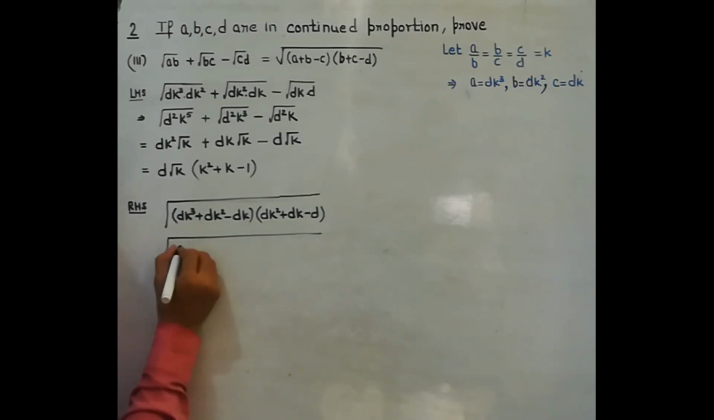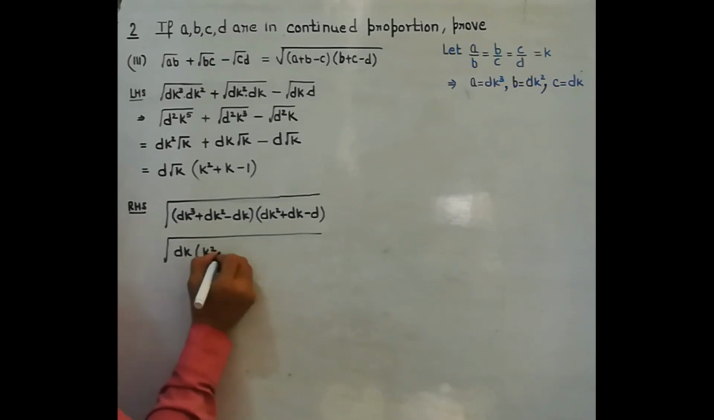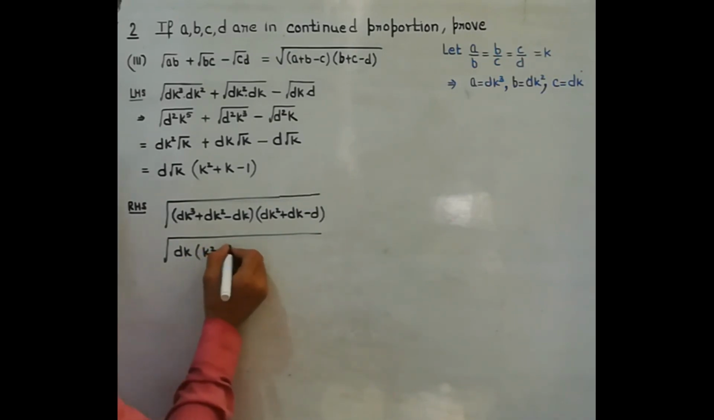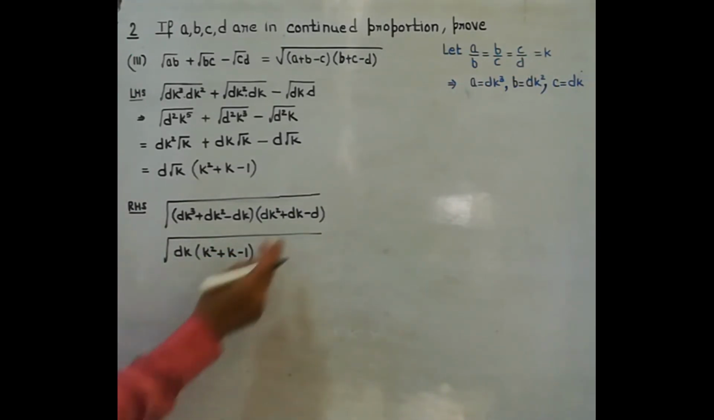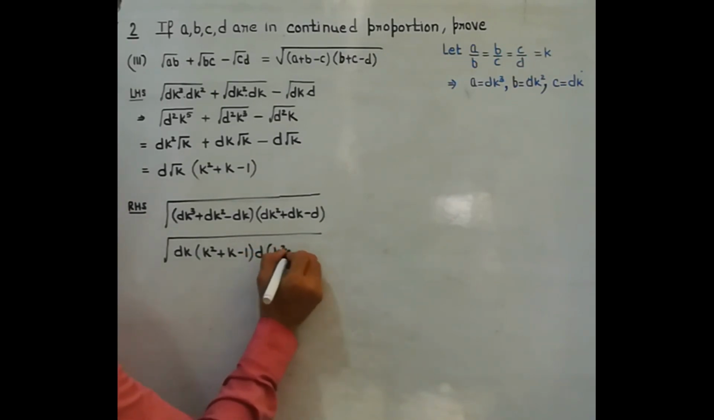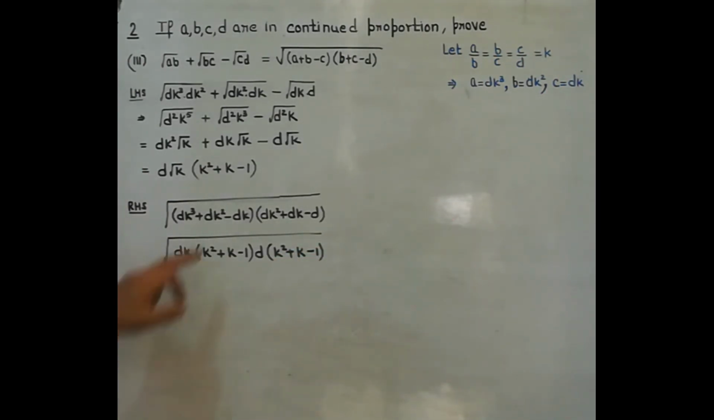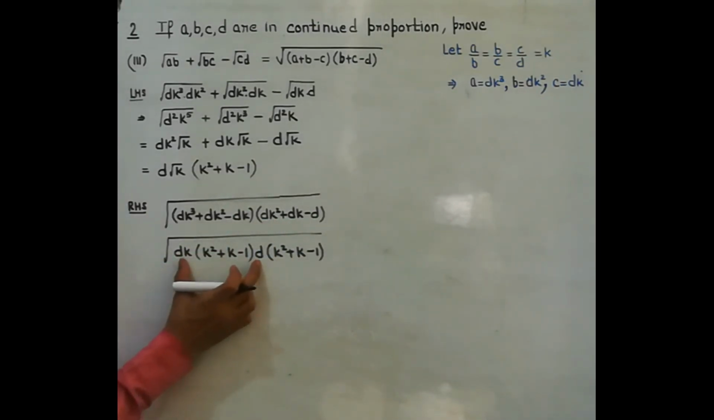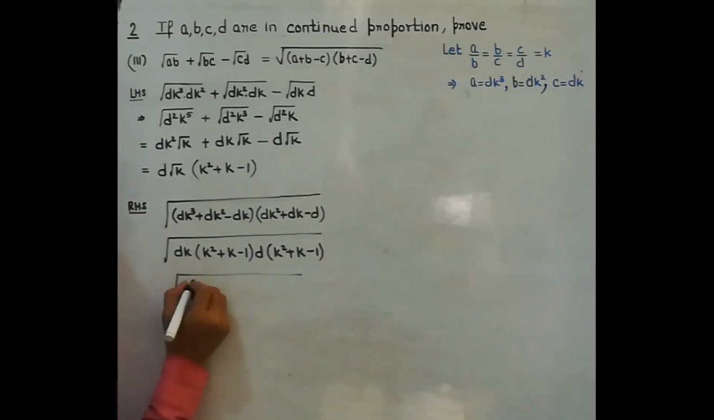Now let's see what will be common in the first bracket. Common in the first bracket will be dk. So you will be left with k square plus k minus 1. What will be common in the second bracket? D. So you will be left with k square plus k minus 1. So this is clear. Taken dk common from the first bracket, taken d common from the second bracket. Now whatever you have taken common, these two will be multiplied. So within the root sign, we are getting d square k.